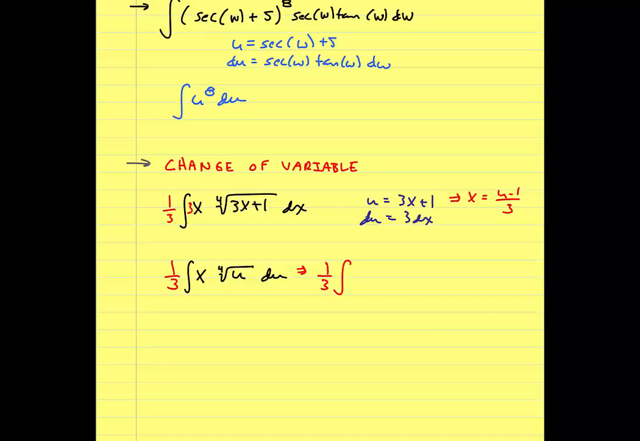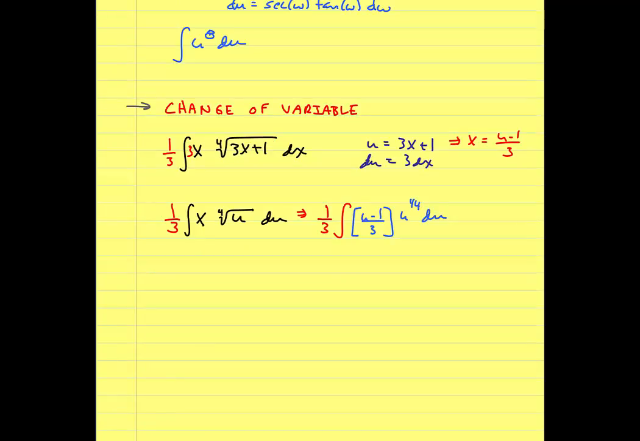Integral. Now in place of that x, I'm going to have u minus 1 over 3. And then this u to the 1/4 would be the fourth root of u du. So this is what I'm ready to integrate. Now 1/3 times 1/3 I can pull out front for a 1/9. And then I have u minus 1 times u to the 1/4. That would be u, I'm going to take this and distribute, to the 5/4 minus u to the 1/4 du.